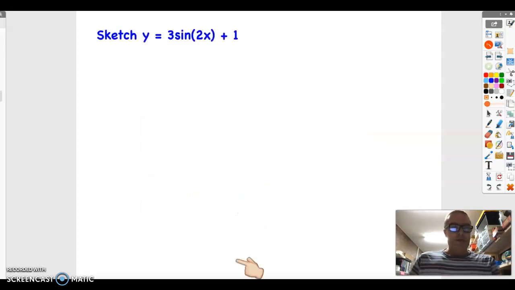So now that we've talked about amplitude and period, or the different types of transformations that we recognise when we look at graphs, let's have a look at sketching a function. We're going to sketch a sine graph first. So we've got the equation y equals 3 sine 2x plus 1.